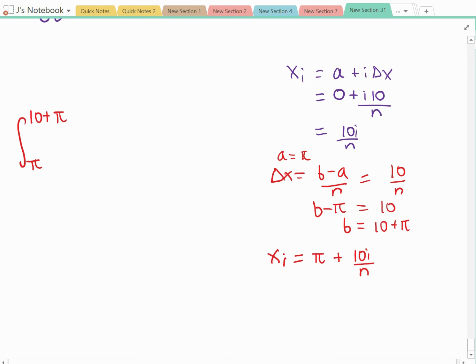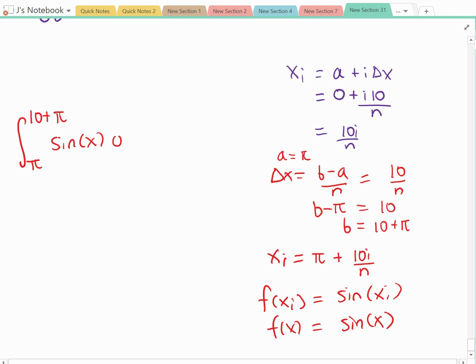Okay, so now your question was about x sub i. x sub i is always a plus i delta x. Whatever we assume for a, that assumption gets built into the x sub i. We sub that value of a in there as well. So a plus i times the delta x. The delta x is something that's given to us. It's 10 over n. It's equal to 10i over n. Then you look at the function. It's the sine of that. So f of x sub i is the sine of x sub i. So f of x is the sine of x. So our integral is the integral from pi to 10 plus pi of the sine of x dx.